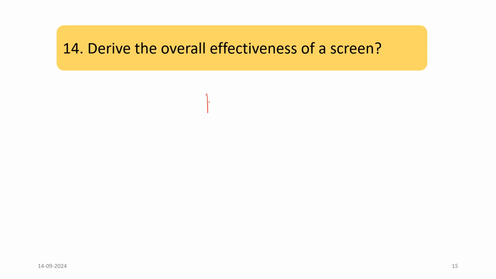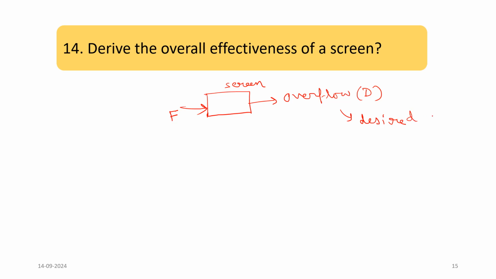Suppose this is your screening machine. From here, feed is coming. This is the screen, and this is your overflow. The overflow means your desired particle. Your underflow also can be your desired particle, so you have to be very careful while reading the questions: which one is your desired particle? Depending on that, you have to solve the problem. And the bottom one is the underflow, which we do not want. This is B.